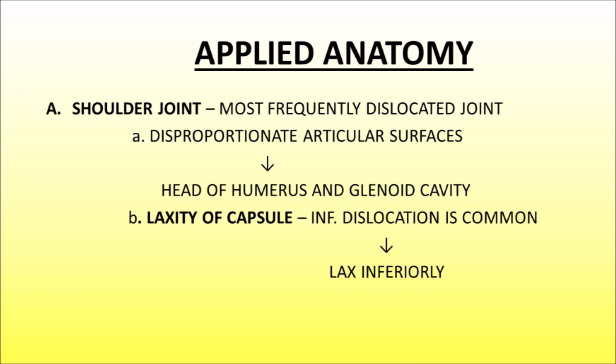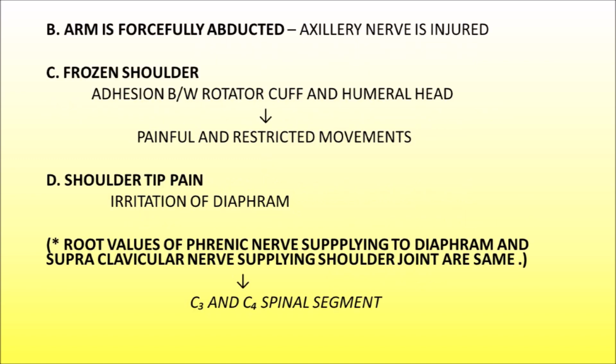The shoulder joint is the most frequently dislocating joint in the body. It is due to the disproportionate articular surfaces of the head of the humerus and the glenoid cavity of the scapula. And the other reason is the laxity of the capsule, and the definition for laxity is already discussed before. As the capsule is lax inferiorly, inferior dislocation is the most common one. When the arm is forcefully abducted, the axillary nerve is usually injured.